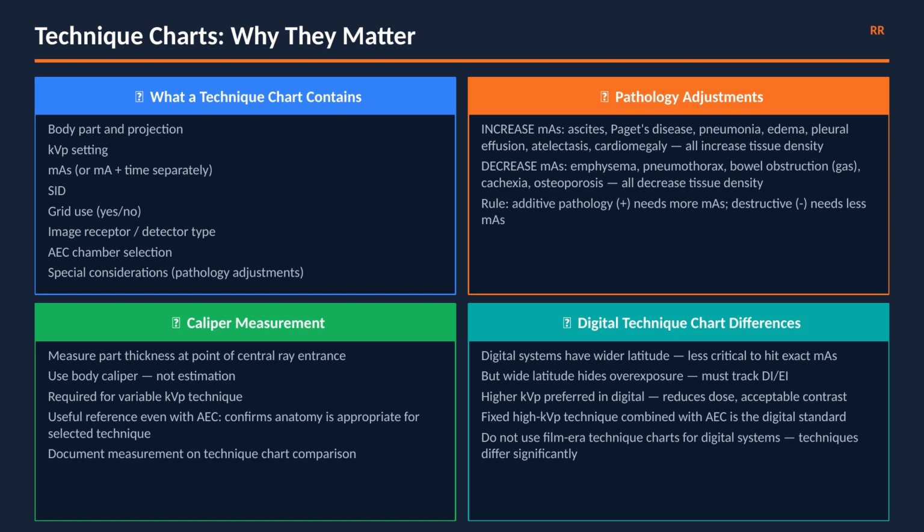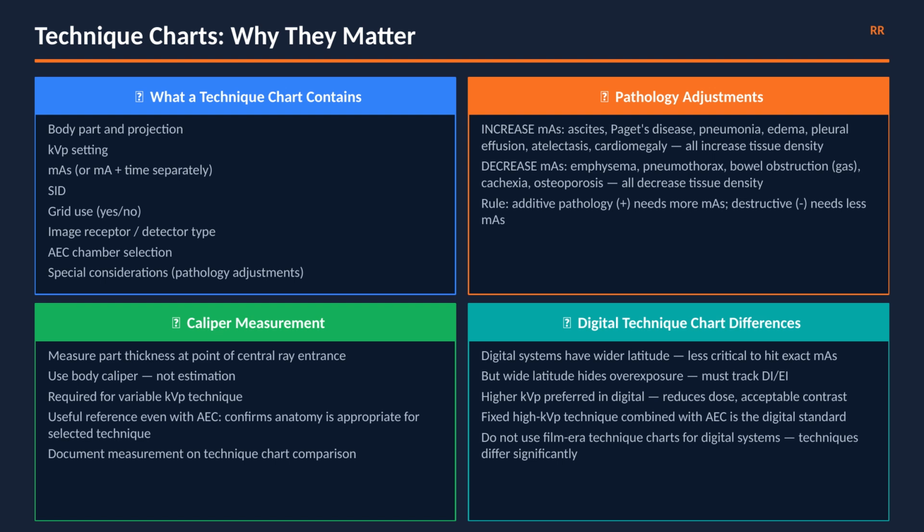Destructive pathologies decrease tissue density and require less mAs: emphysema, where air replaces tissue, pneumothorax, bowel obstruction with gas, cachexia, osteoporosis. All of these reduce tissue density. The beam penetrates more easily.